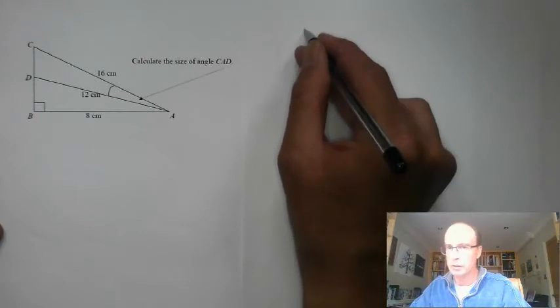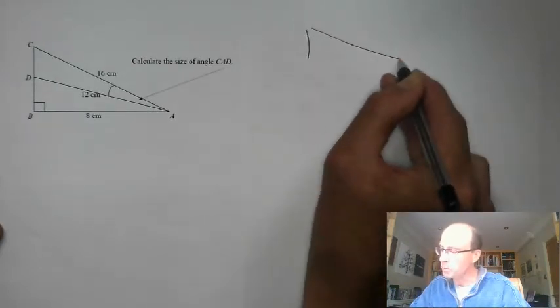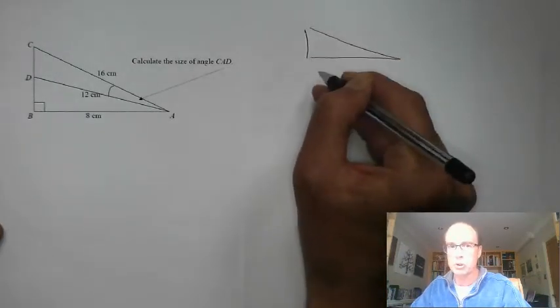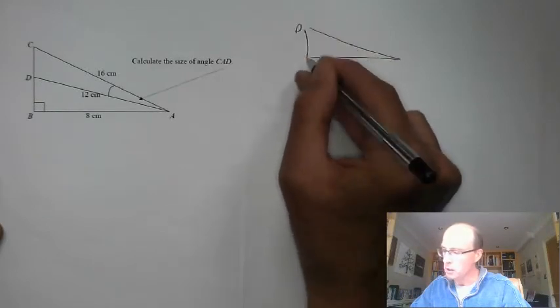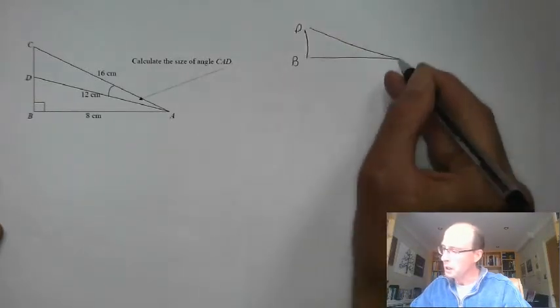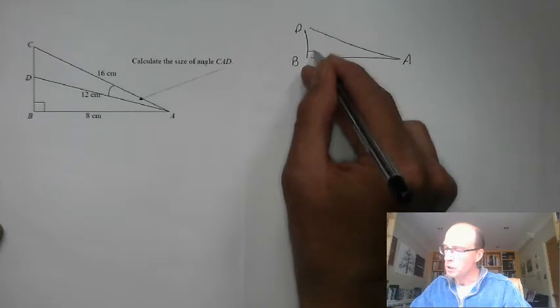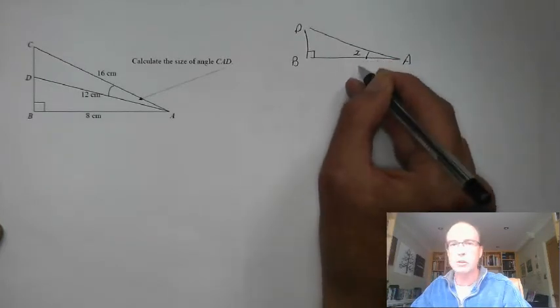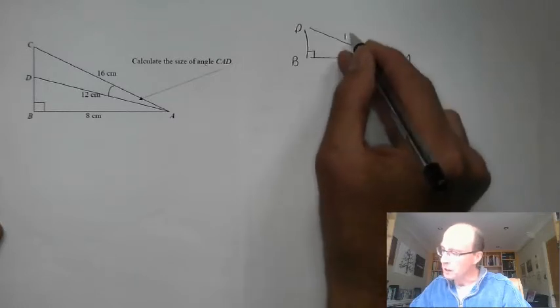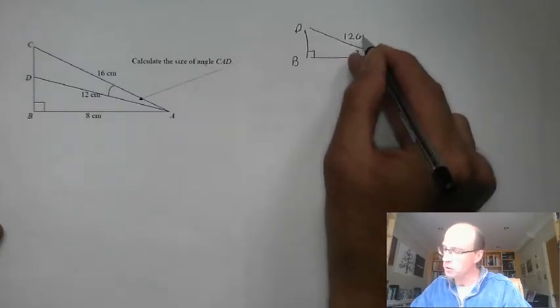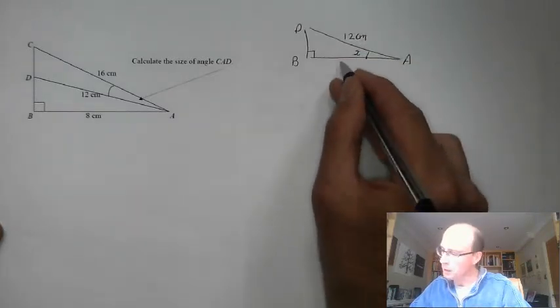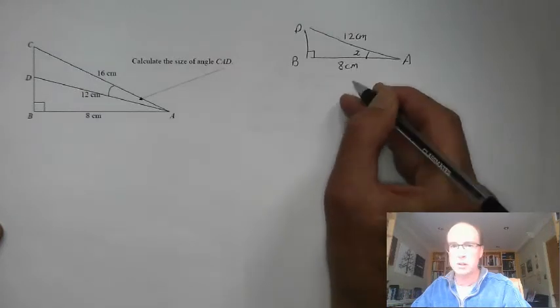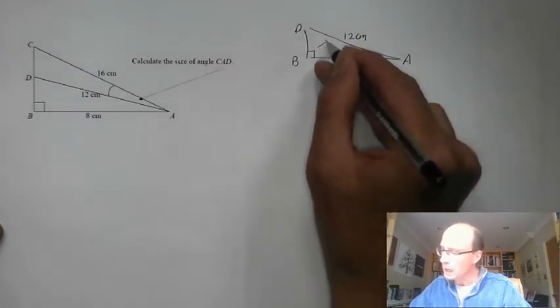Let's draw it over here. Just like the previous problem, it really helps to draw it out. So we've got D, we've got B, we've got A, we've got a right angle. This is the angle we're trying to calculate. Let's call it X. We know that this length is 12 centimetres and the base length over here is 8 centimetres.